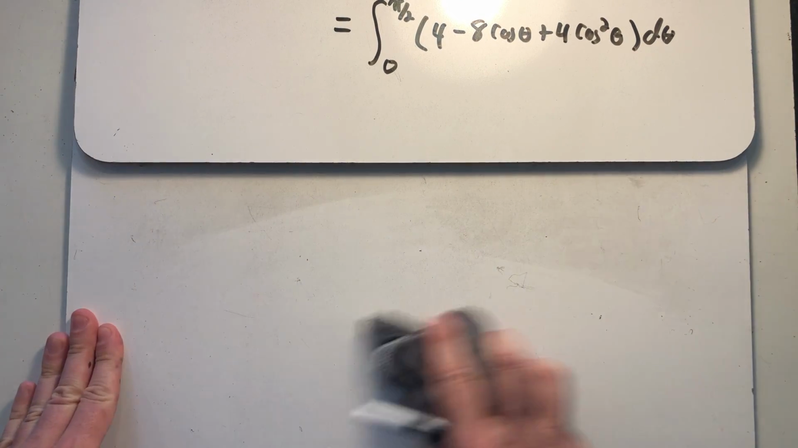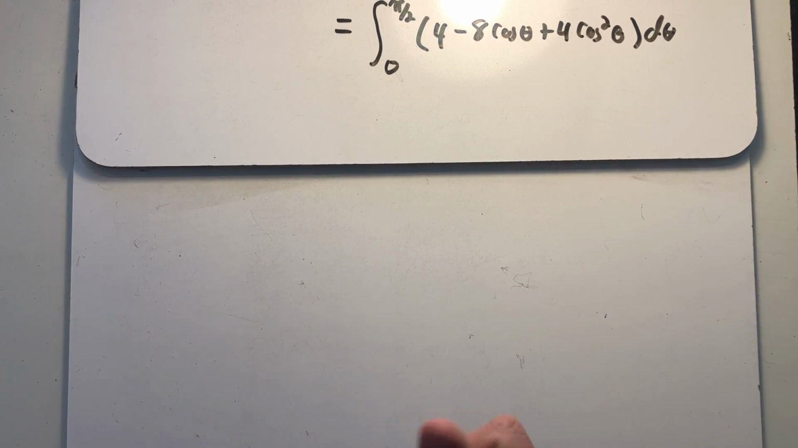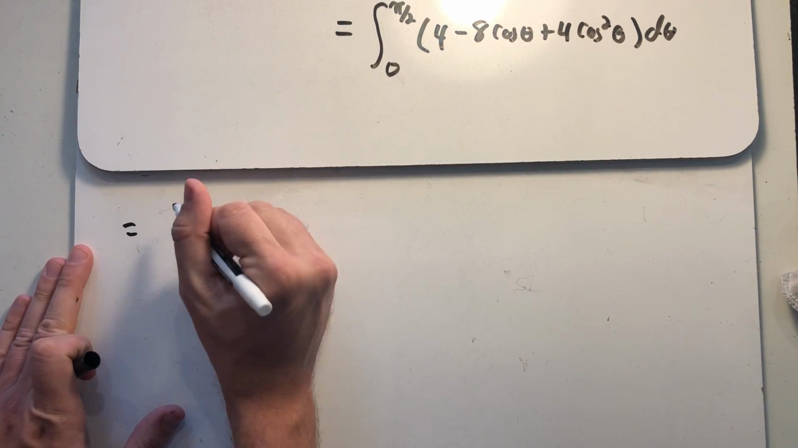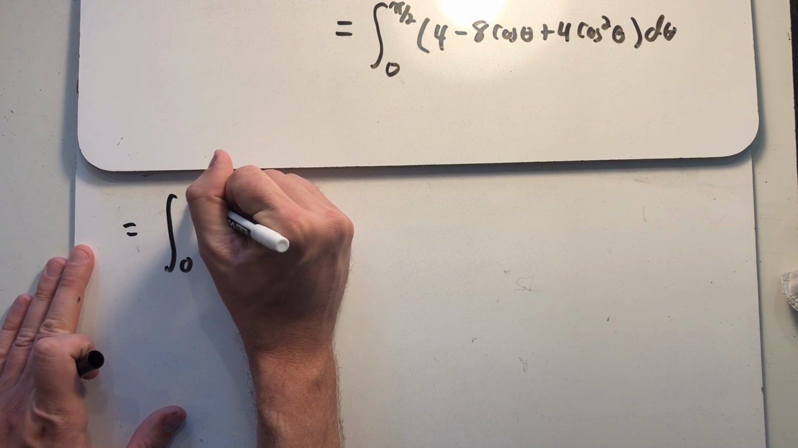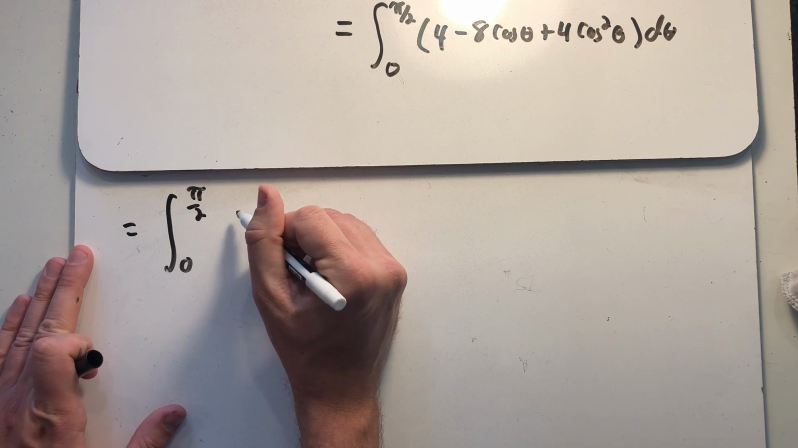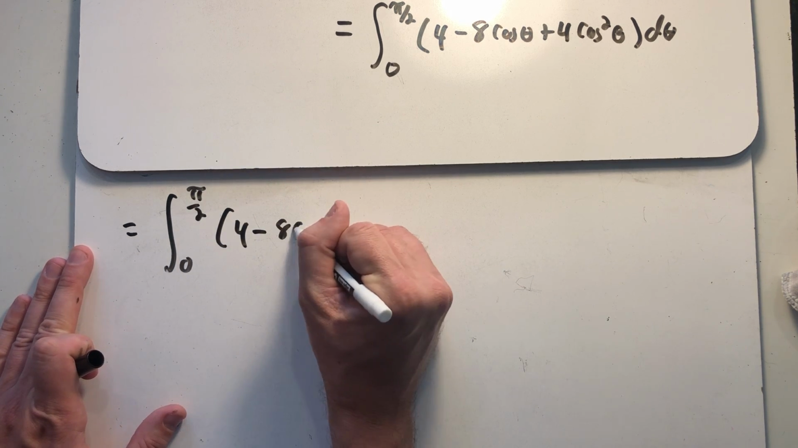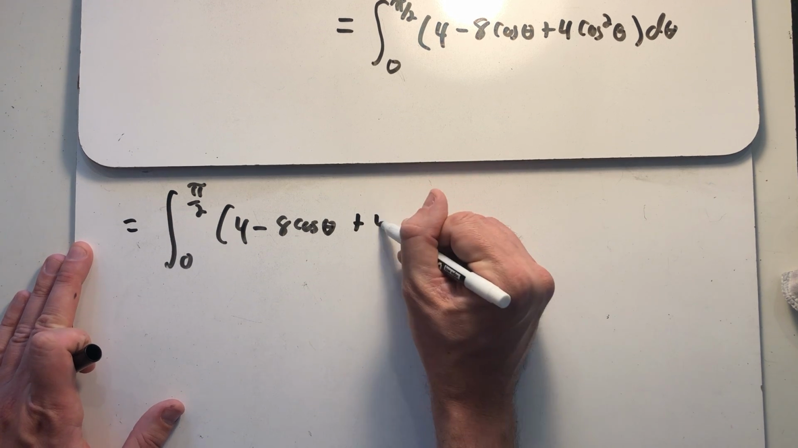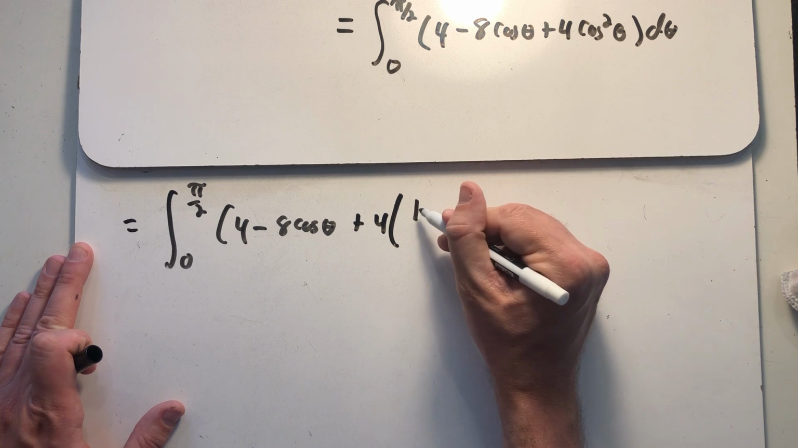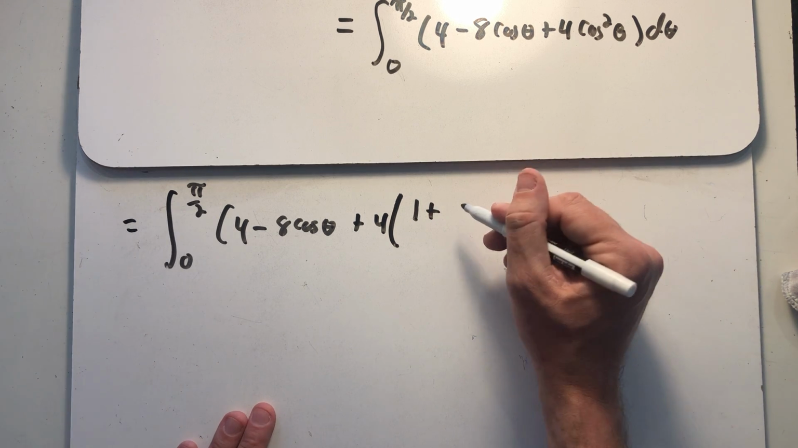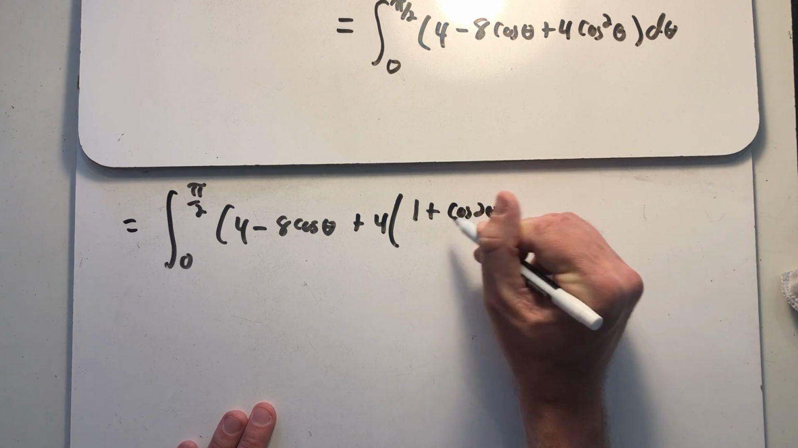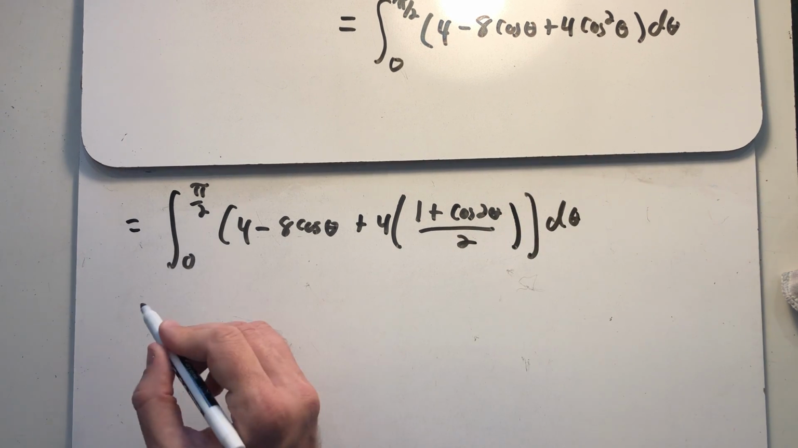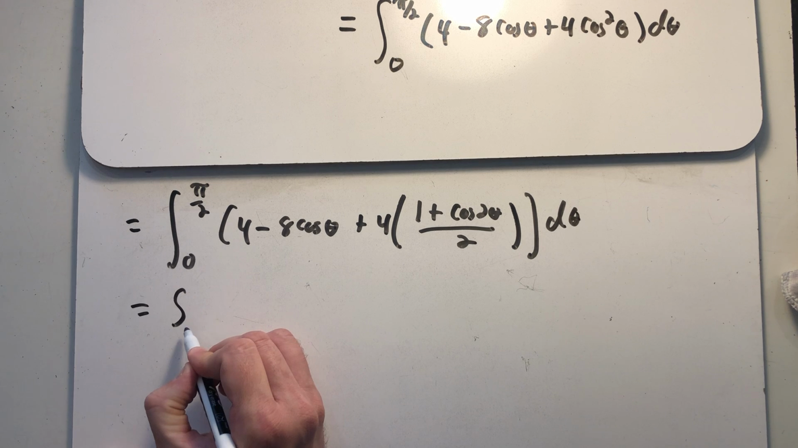Holdover from a previous problem, please excuse me. All right. So I have the integral from 0 to pi halves of 4 minus 8 cosine theta plus 4 cosine squared. Well, that's 1 plus cosine of 2 theta over 2 using that formula for lowering powers. All right, just continue to work on this a little bit.